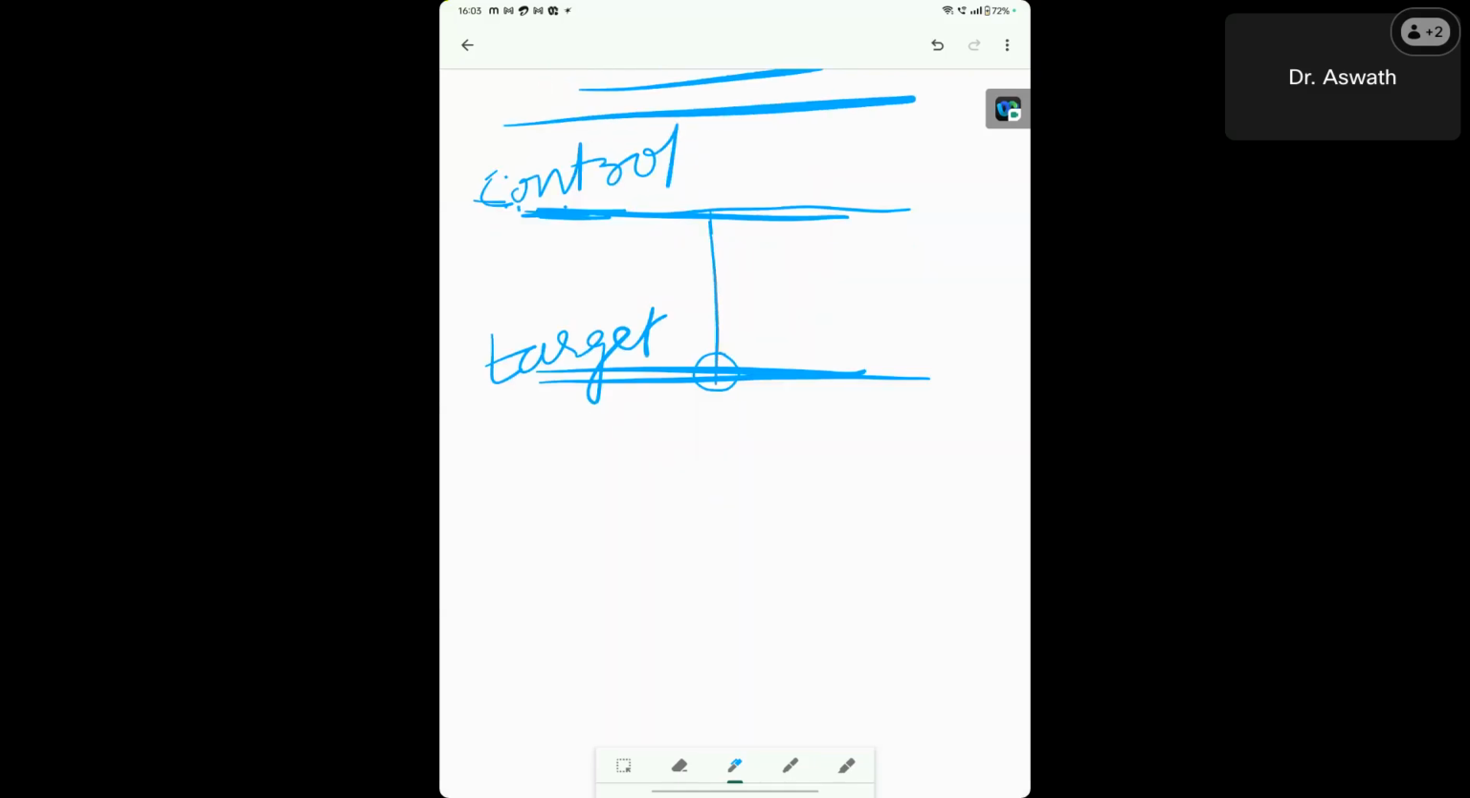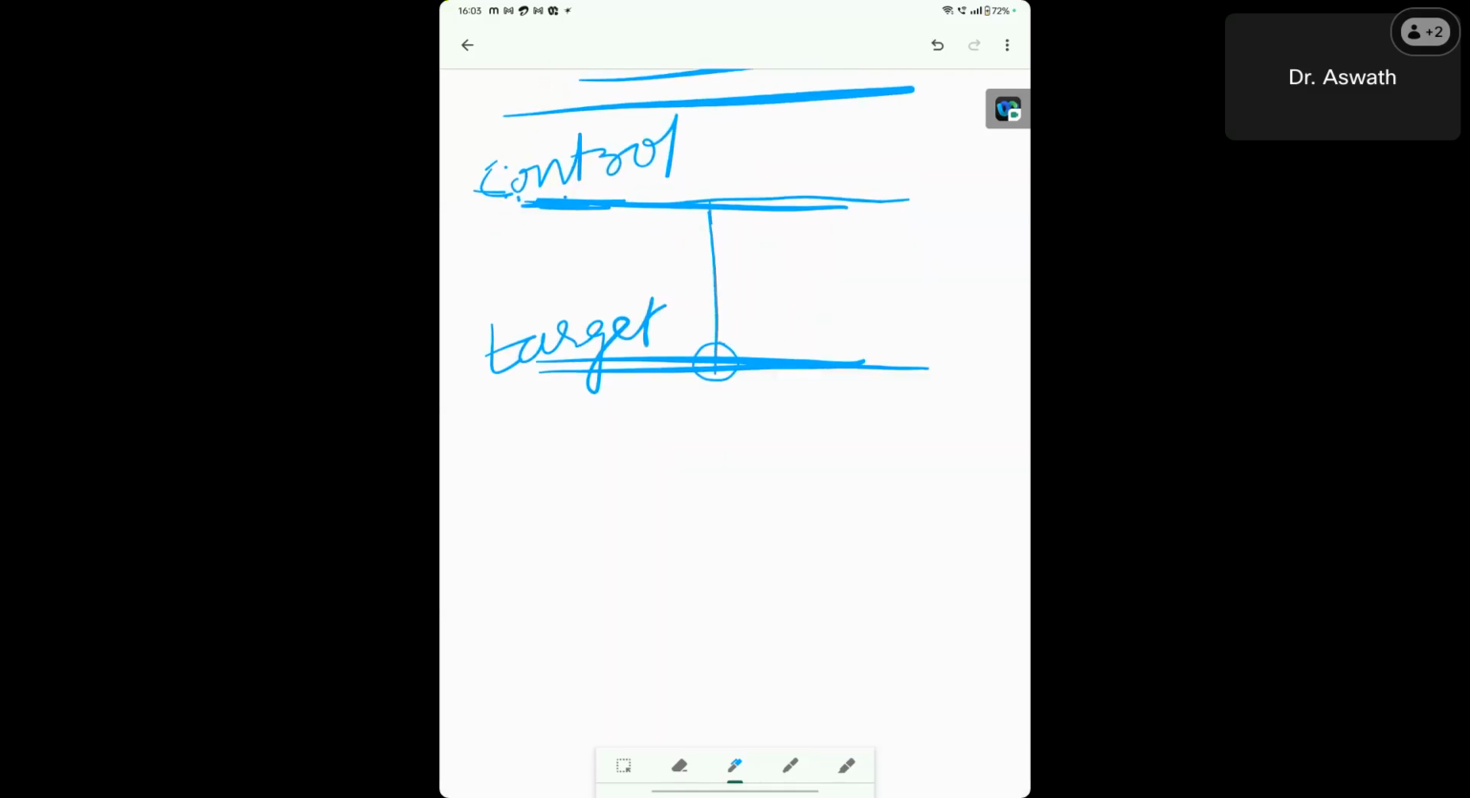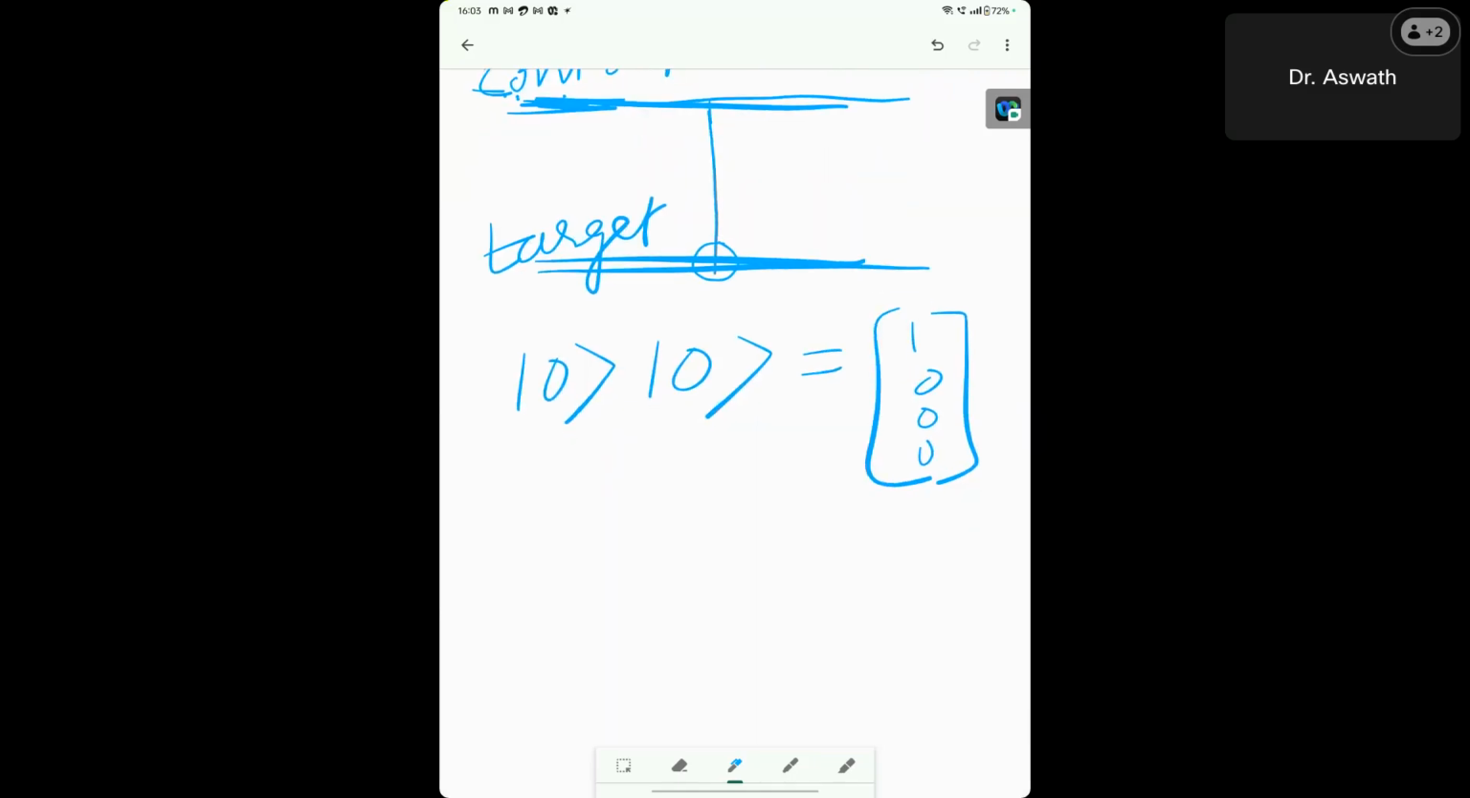Now the question is, what is the representation? So let's say my inputs are 0 and 0. It's a tensor product. It is a 2-qubit state, right? Which is represented like this. Okay. What is the output here? Output is also the same. Okay, the output is also represented like this.